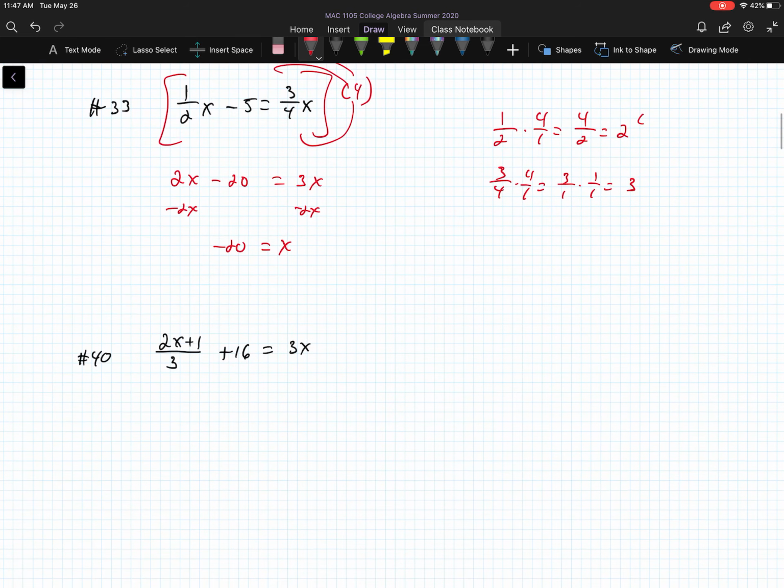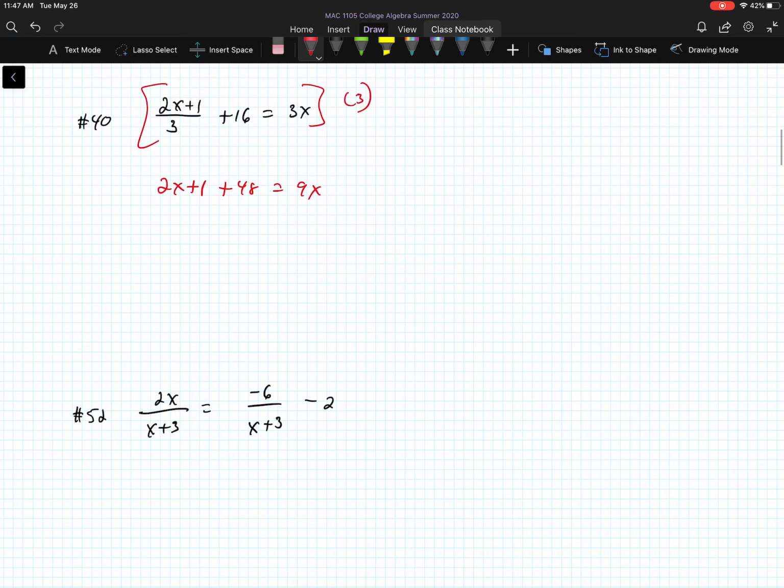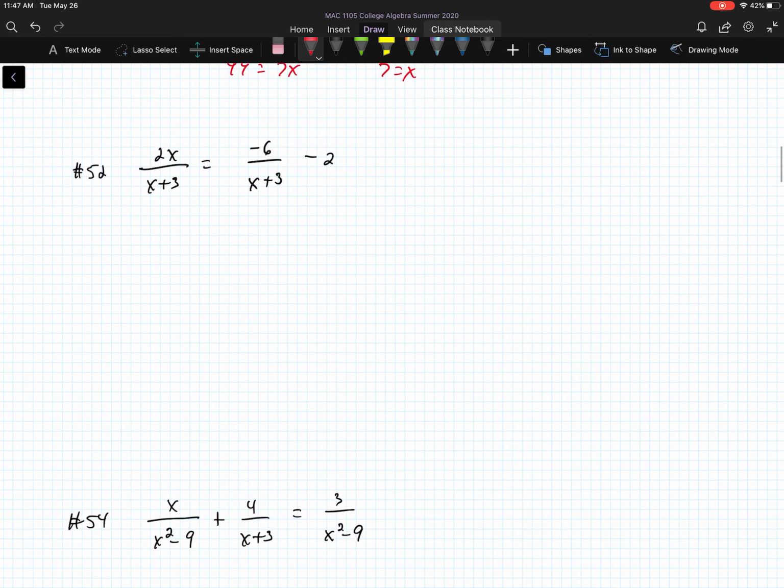Same thing for this one. Since 3 is my denominator, I'm going to multiply everything by 3. And as you can see in the previous problem, that's going to be 2x plus 1. That's going to be 48. And that's going to be 9x. Combine like terms, so 2x plus 49 is equal to 9x. I'm going to subtract the 2x from both sides. And then I divide both sides by 7, which is going to be x is equal to 7.